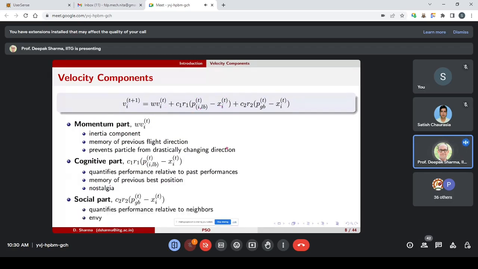Now comes the third, which is called the social part. The social part has a component like, again, the vector difference. Here we find the difference of the current position of the particle with respect to the global best, meaning how far this particle is from the global best of the swarm, and this part we call the social part.